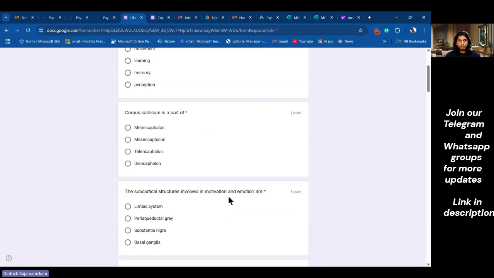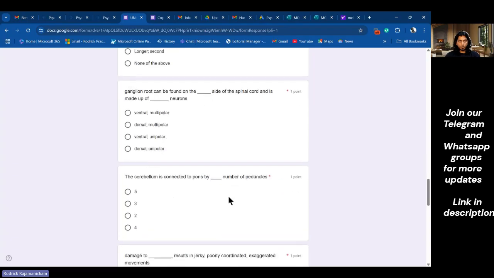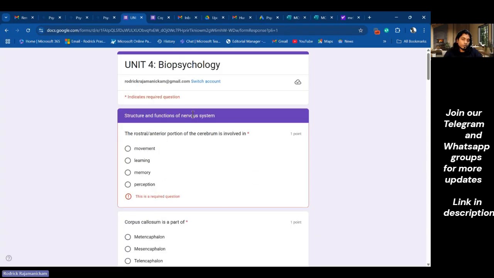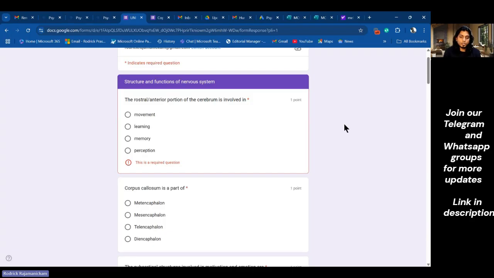So this is the structure and functions of the nervous system. Okay. Do we have another one? I think we have to finish this and go. Anyway, we'll quickly finish this up. So this is very simple. This is about the structure of the nervous system. Most of you may know it.